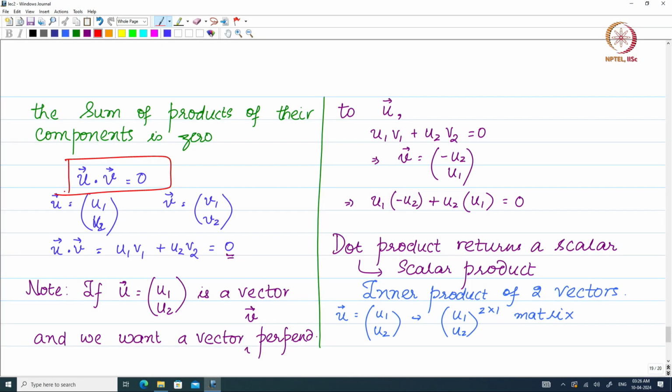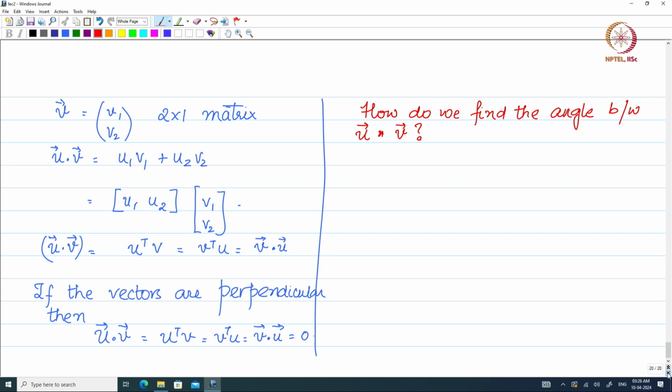And so, the easiest thing was to figure out the condition for two vectors to be perpendicular. We figured out that two vectors are said to be perpendicular or orthogonal whenever the sum of the products is 0, whenever u dot v is 0. That means we take the component wise products, add them, and the sum of the component wise products must be 0. So, that is what we did. In the next lecture we will look at the angle between the vectors u and v.